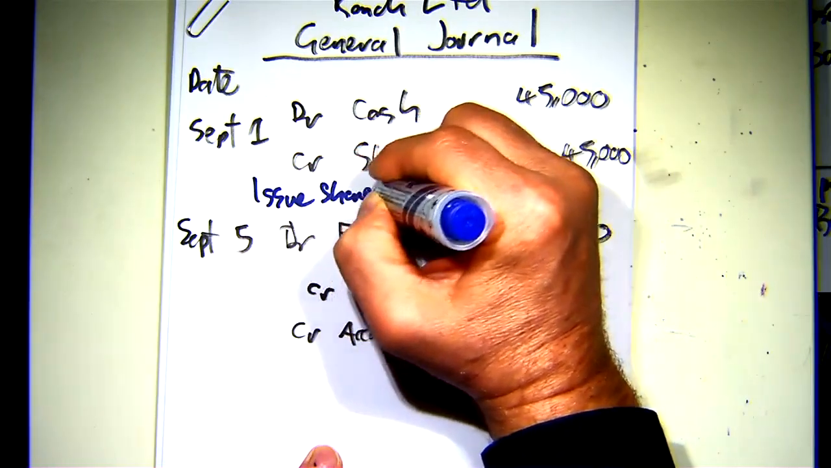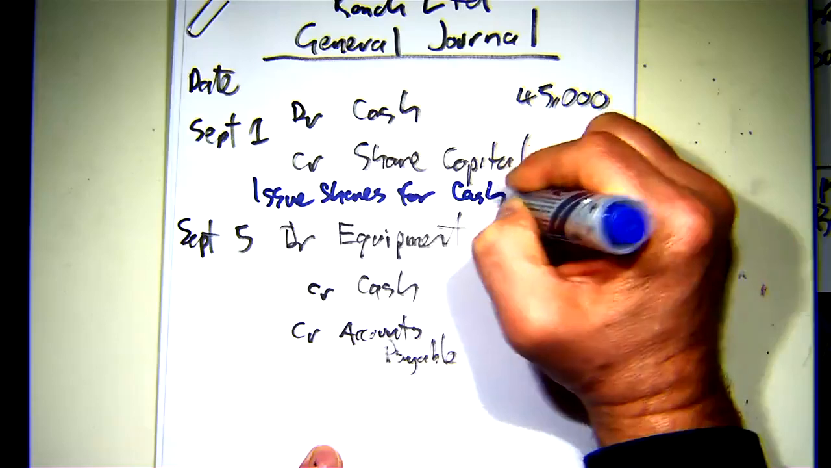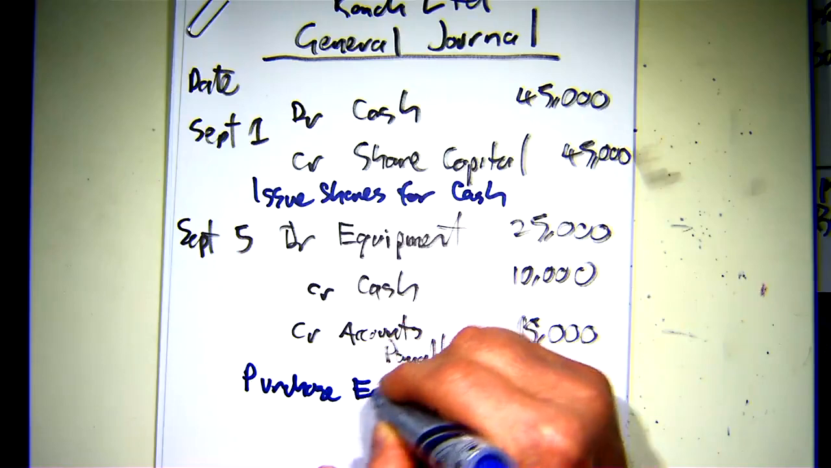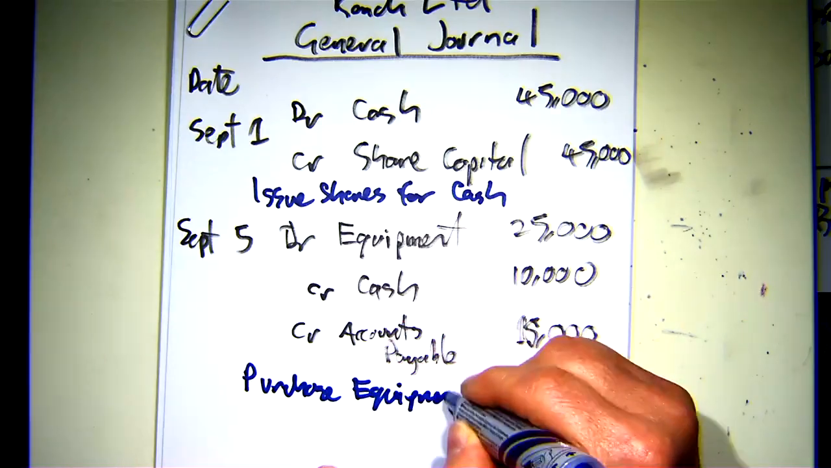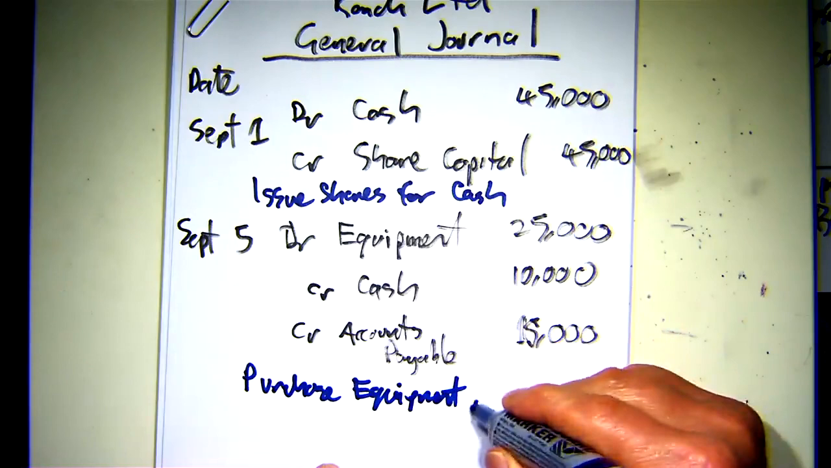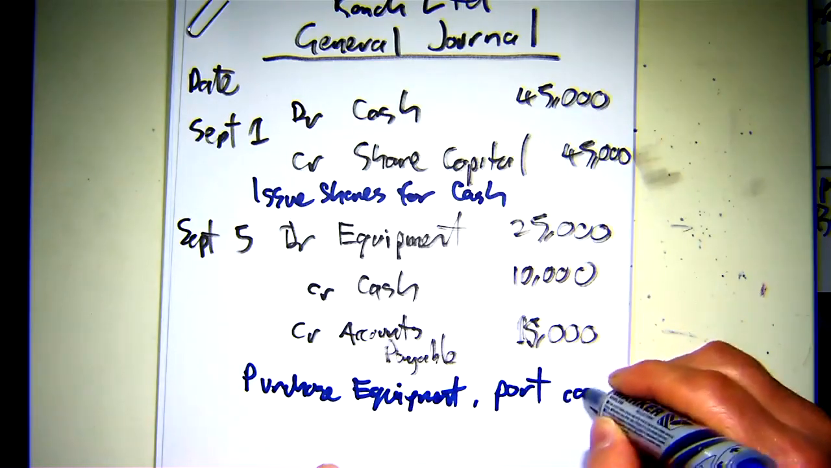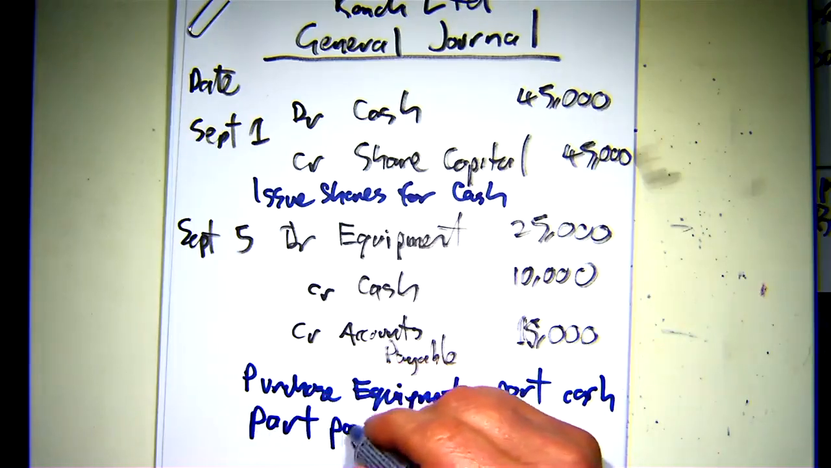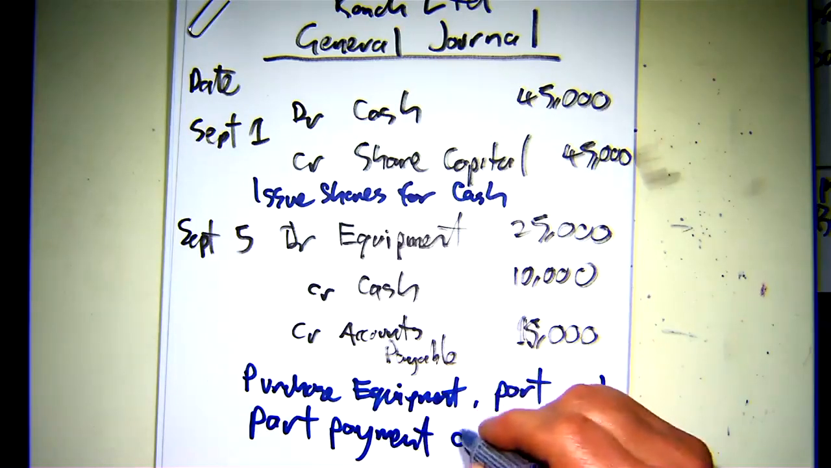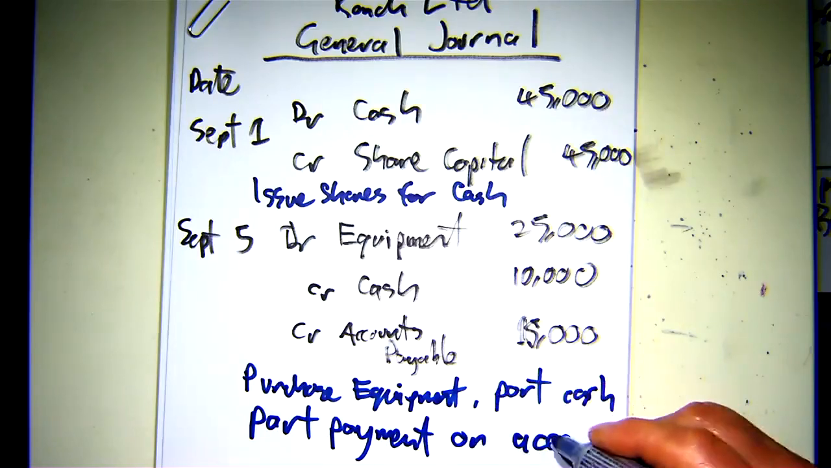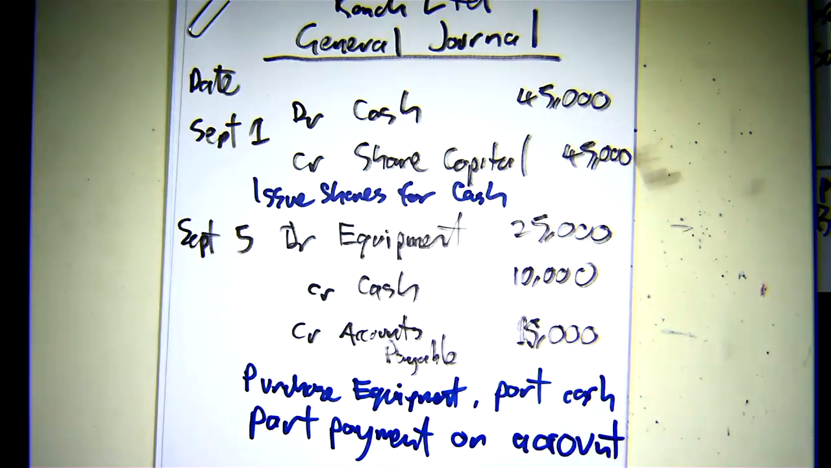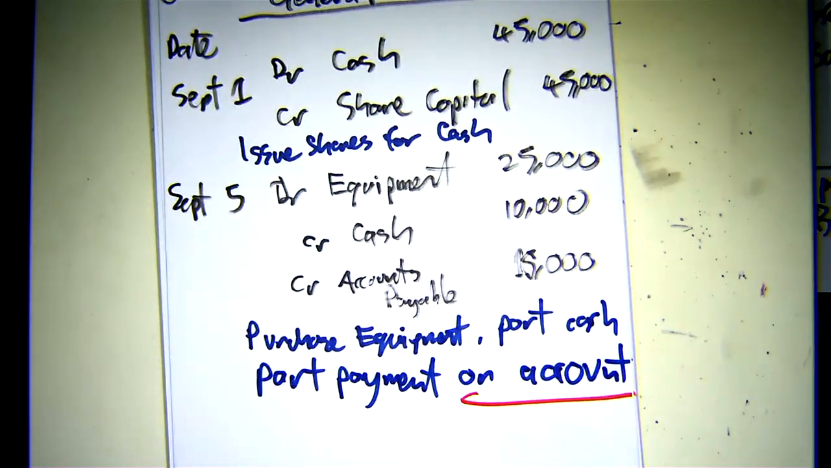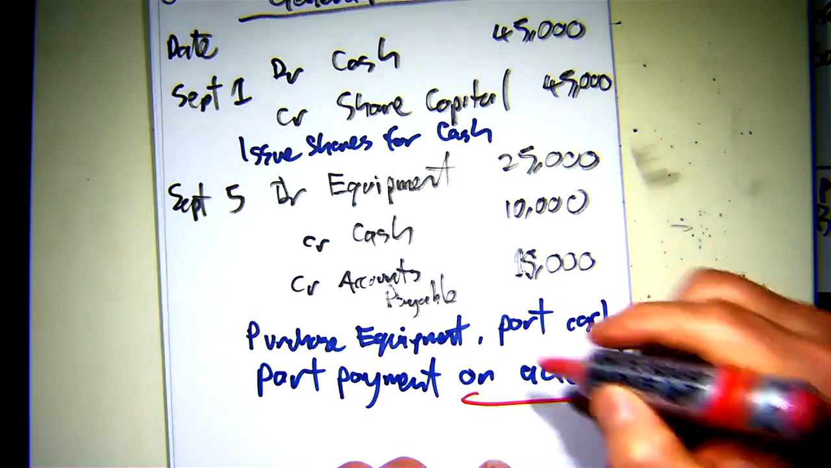Issue shares for cash. And we purchase equipment. So part of the payment is cash, and part of the payment, so this is a bit tricky, is on account. So sometimes you'll see these words, on account. So where you see the words on account, that's actually written, that's hard to read, on account.